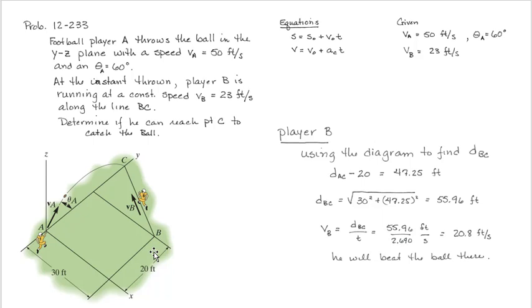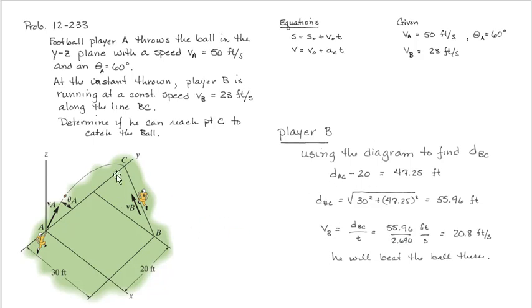Is he traveling fast enough to get to point C? And if his initial velocity is 23 feet per second, which is pretty fast running, okay? Now, granted, he's sprinting and we're only talking 30 feet, but still, that's a pretty big number. But we want to know if he travels that fast, can he get to point C?